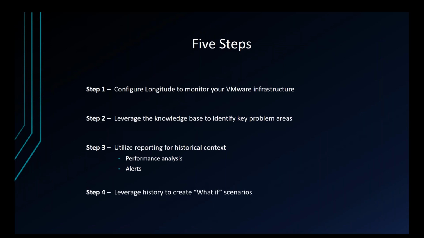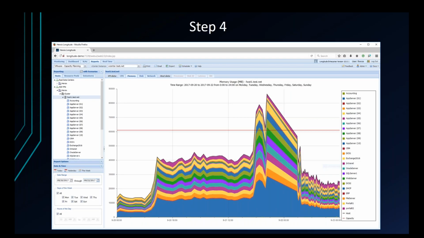Step four is really properly planning for changes in your VMware infrastructure. Ultimately, it's a what-if challenge. Again, what if I added VMs? What if I moved VMs? What if I changed the footprint of my hosts, increased resources, decreased resources? What's that going to look like? And Longitude's Capacity Planner allows you to do just that. You can play out different scenarios.